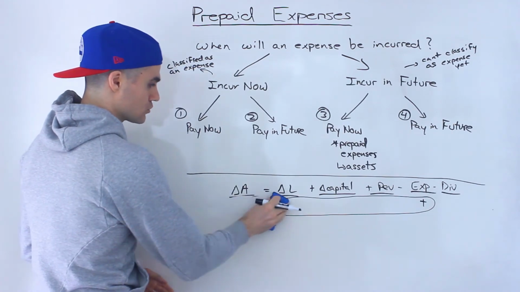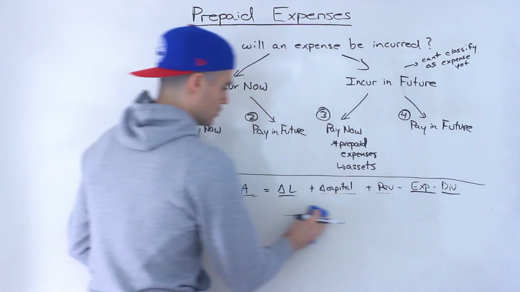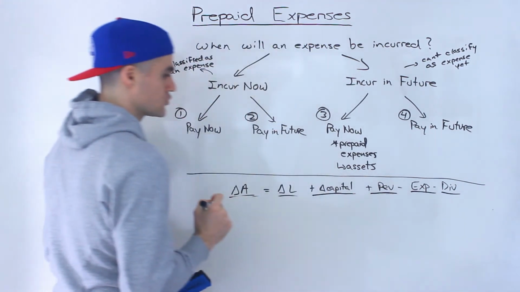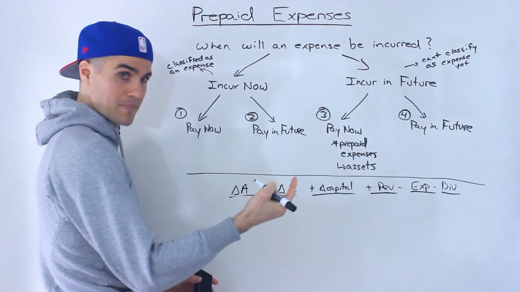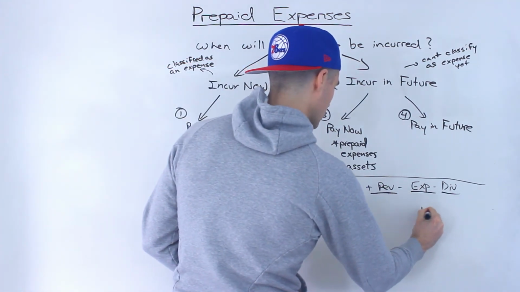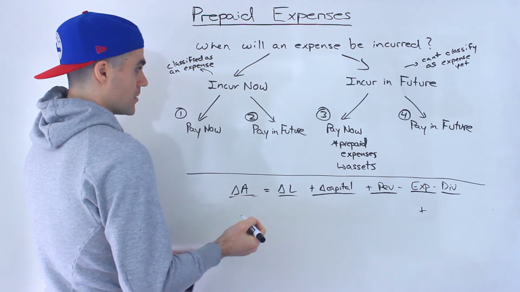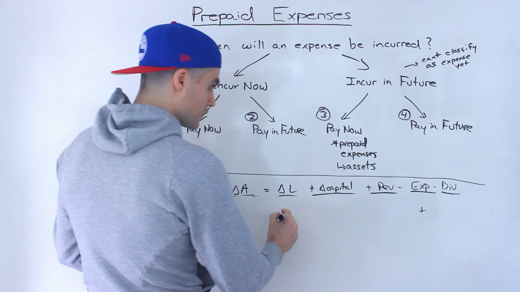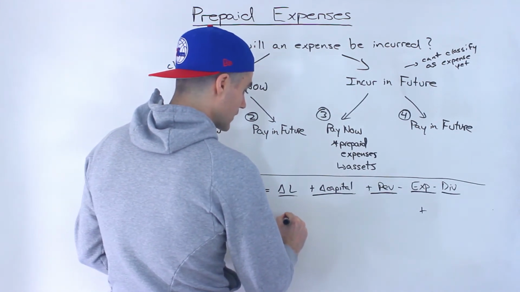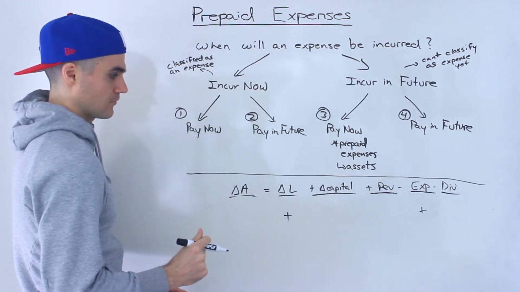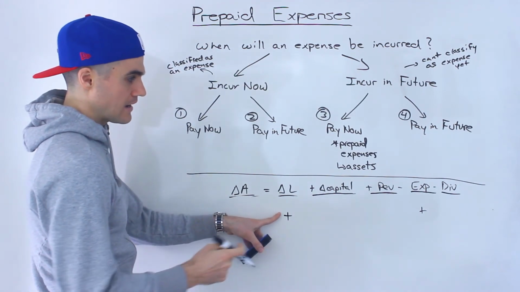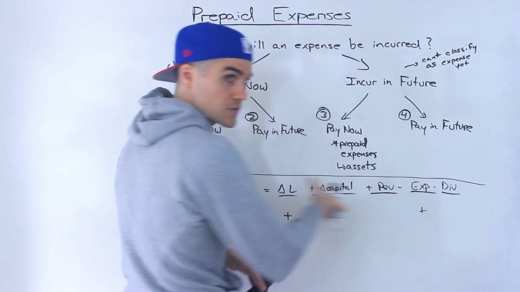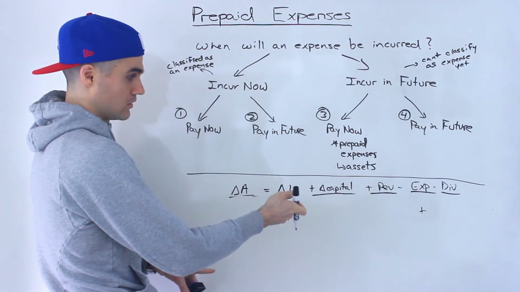If you're going to incur an expense now, but you're going to pay for it in the future. Well, you incur the expense, so you're going to have an expense there, but you're not paying for it yet, meaning that you have to pay for it in the future, so you're going to have a liability over here. So notice we have a positive here on the right side, and then we have a negative positive, which is just a negative overall on the right side as well. So those would net out to 0.